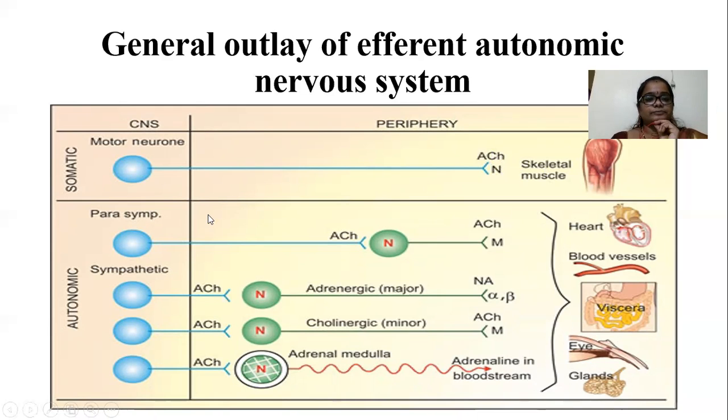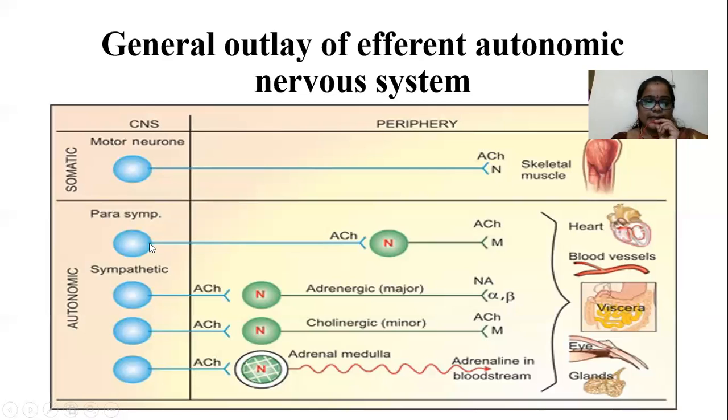Coming to the autonomic nervous system, here we have the parasympathetic nervous system and the sympathetic nervous system. In the parasympathetic nervous system, this blue line is the presynaptic neuron. N means nicotinic receptors. This round thing is the ganglion, the autonomic ganglion, and this green line is the postganglionic neuron. The parasympathetic preganglionic neurons extend from the CNS; the cell bodies of preganglionic neurons extend from the CNS.